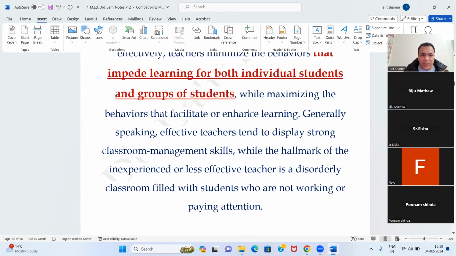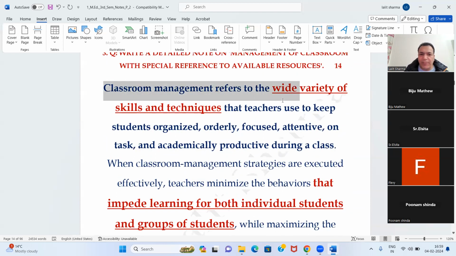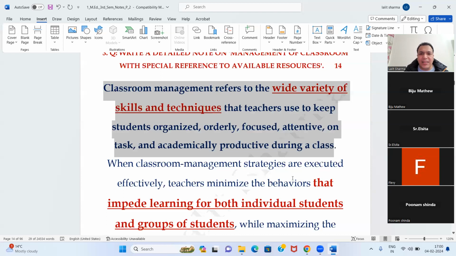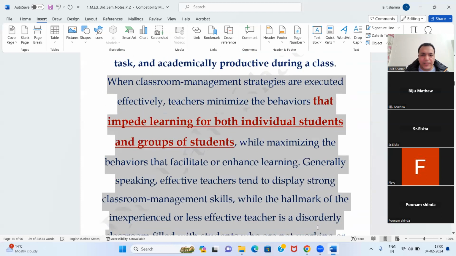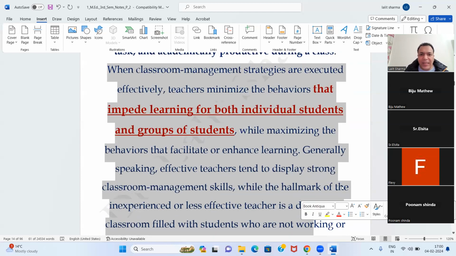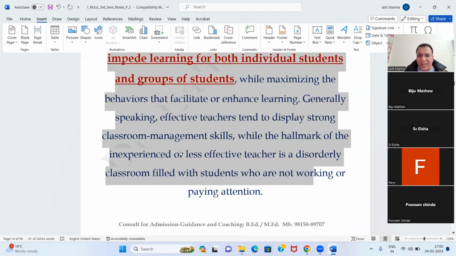So guys, let's look at this once again. Classroom management refers to a wide variety of skills and techniques that teachers use to keep students organized, orderly, focused, attentive, on task, and academically productive during a class. When classroom management strategies are executed effectively, teachers minimize the behavior that impedes learning for both individual students and groups of students, while maximizing the behavior that facilitates or enhances learning. Generally speaking, effective teachers tend to display strong classroom management skills, while the hallmark of an inexperienced or less effective teacher is a disorderly classroom filled with students who are not working or paying attention.